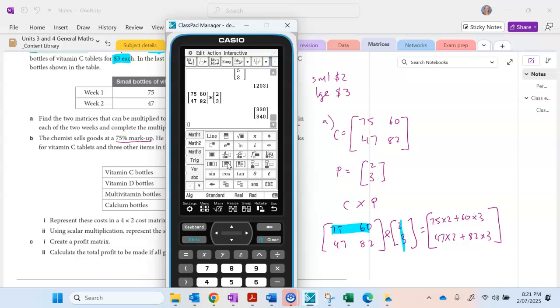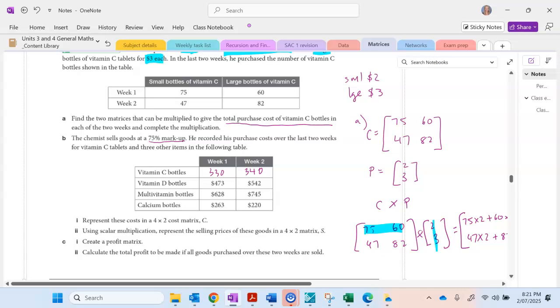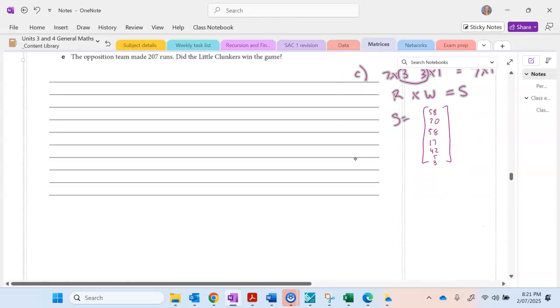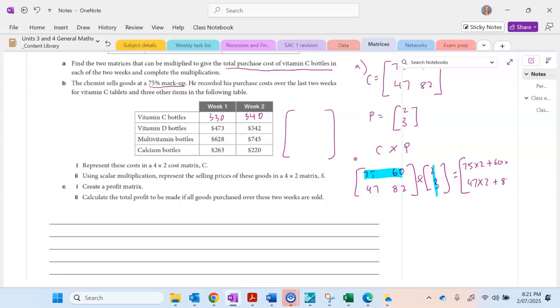All right, so 330, 340. All right, so if it was a 4x2 cost matrix, so, oh gosh, I think I just leaned on the computer too much. There we go. So we're just putting this information basically in a matrix, a 4x2. So we can just transfer that straight into that matrix.